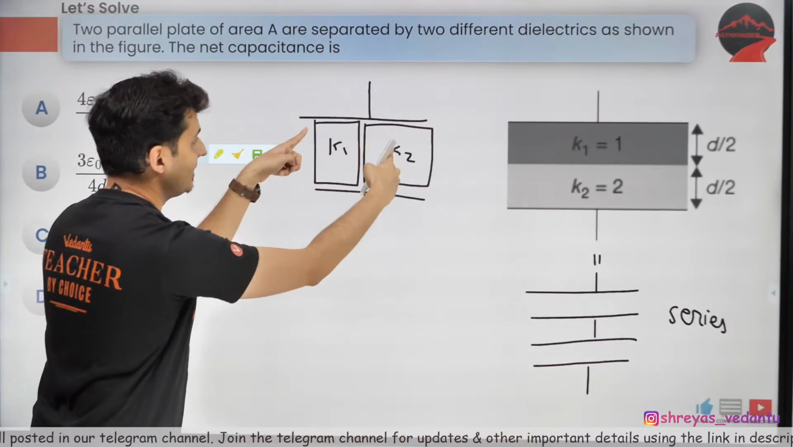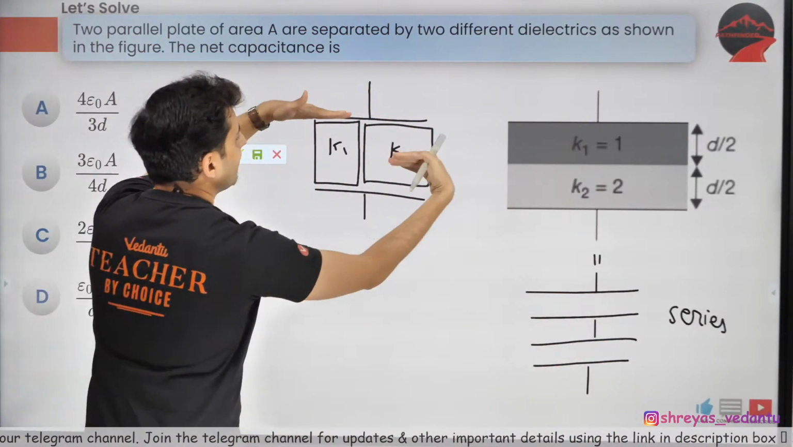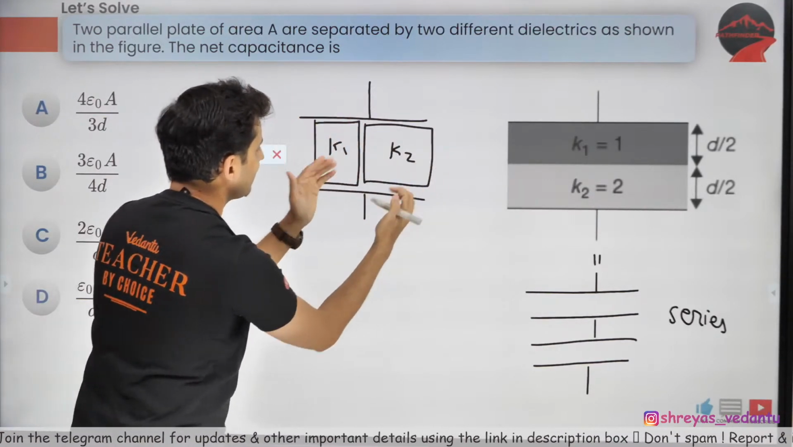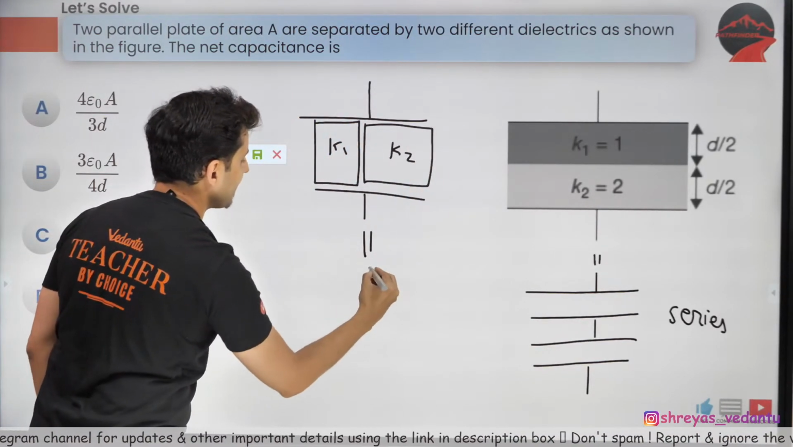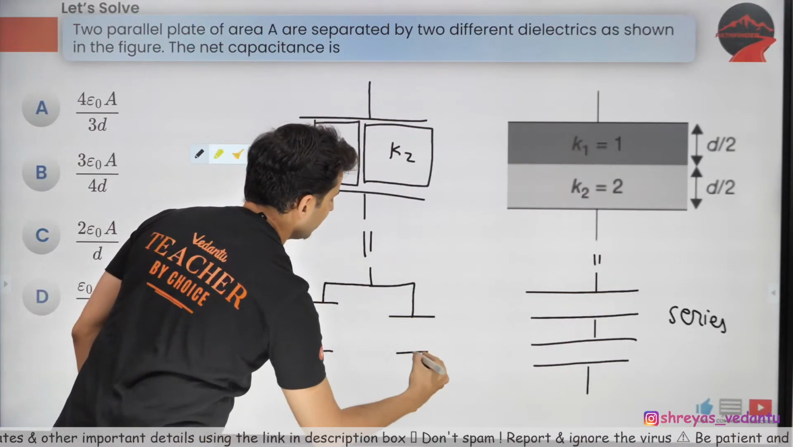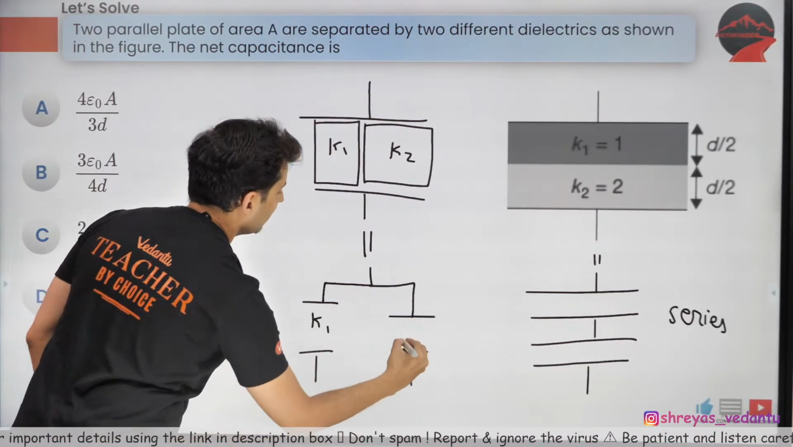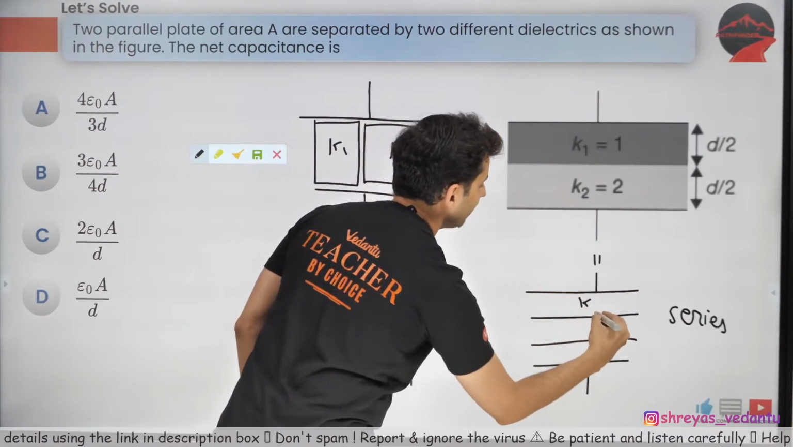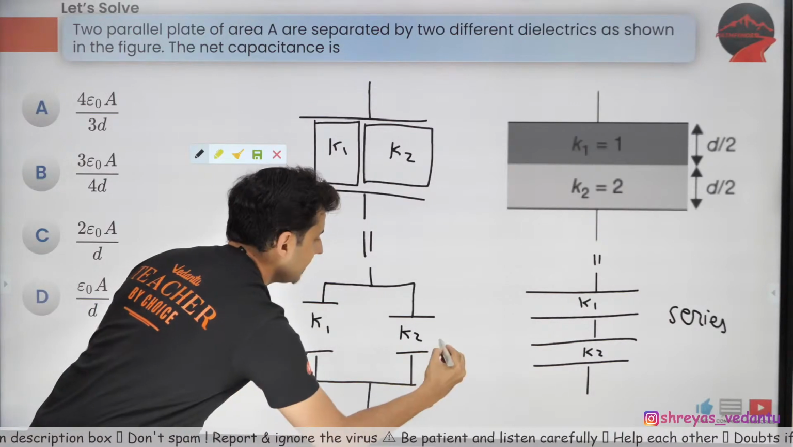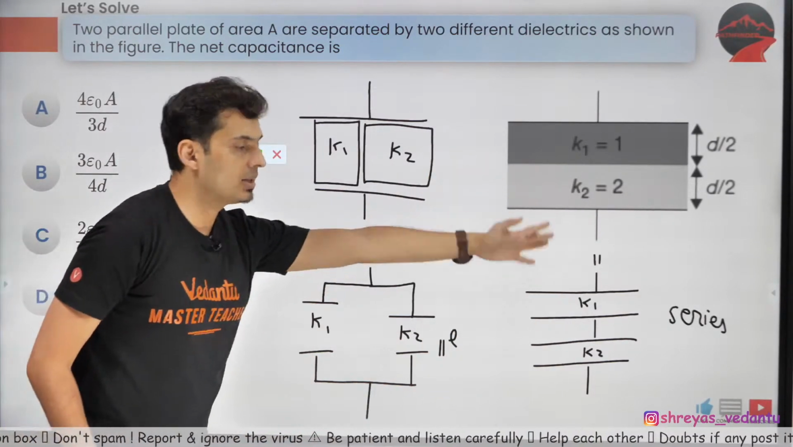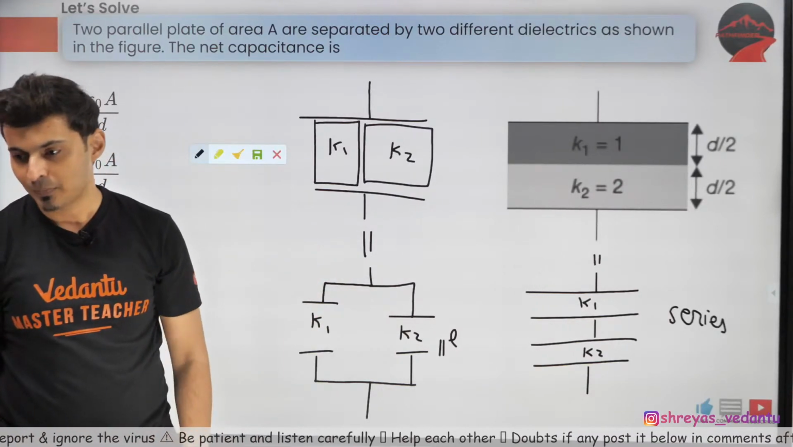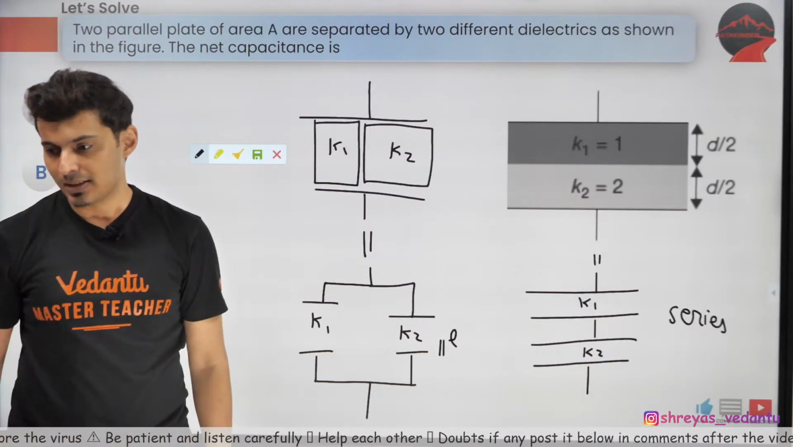But if you find it like this, you can see one plate here, one plate here, one plate here, one plate here. This is one capacitor, this is one capacitor. So this is equal to one capacitor here and one capacitor here. Here you have K1, here you have K2. That's it. This is in parallel. If you know these two combinations, you will be able to solve any kind of dielectric question. Yep. So let's do this.